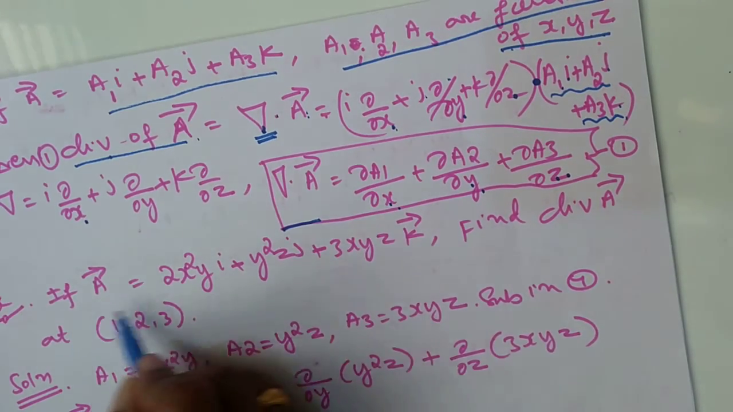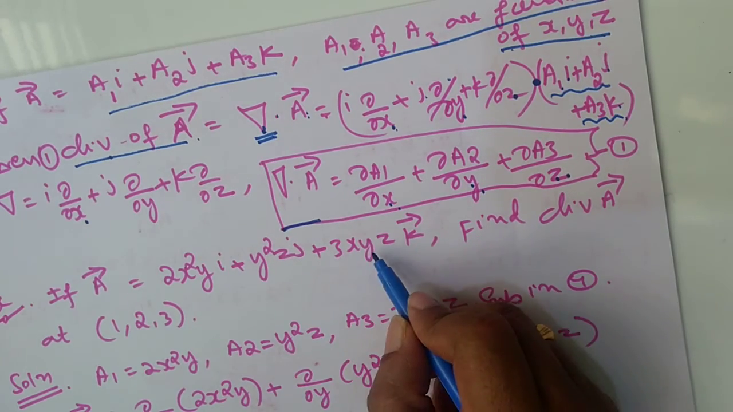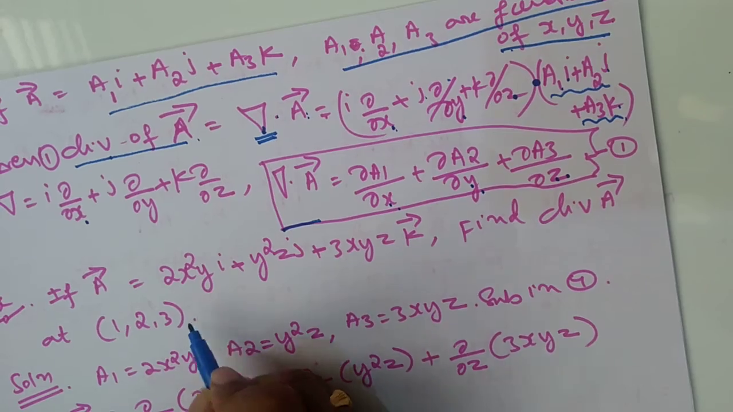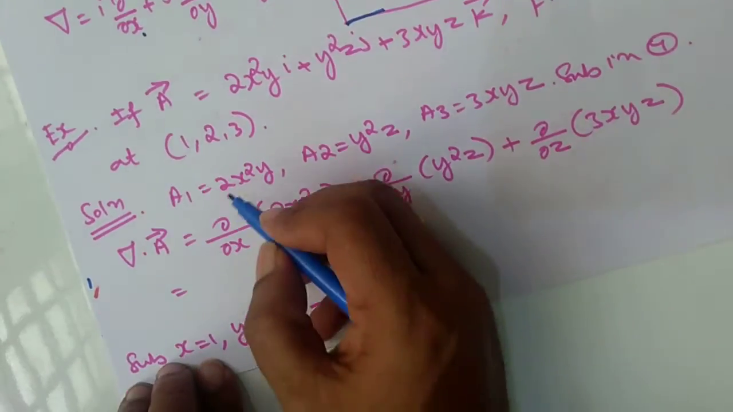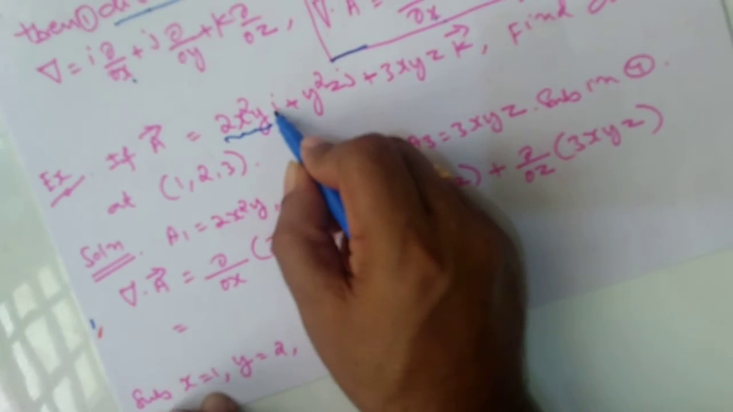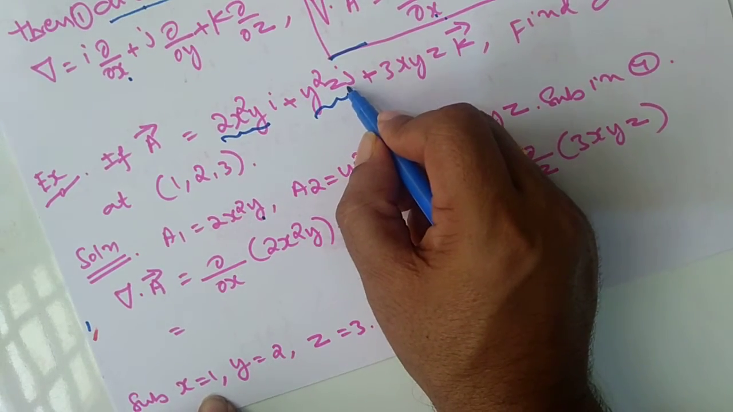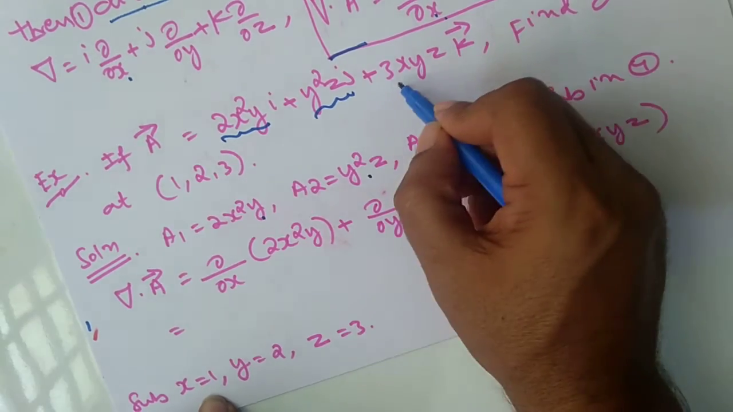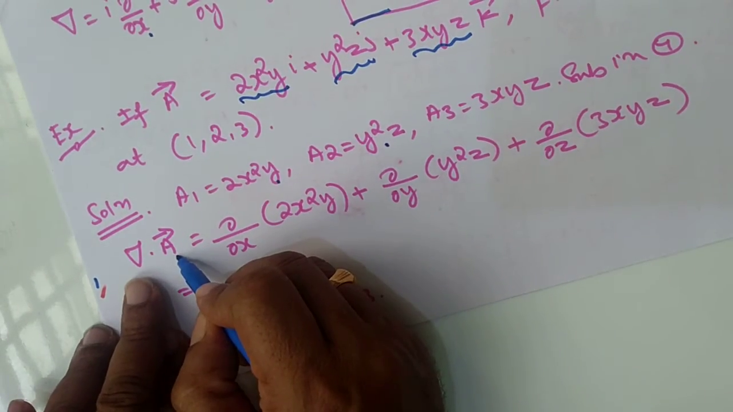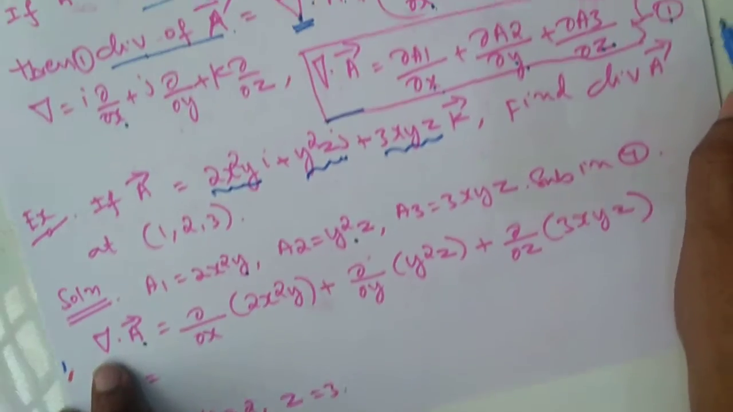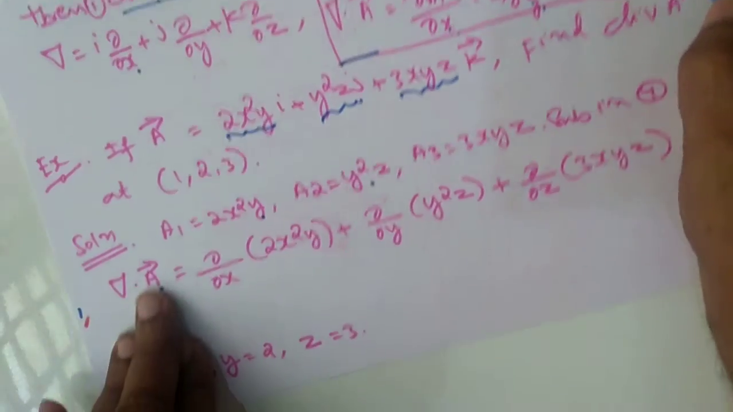Now let us take an example. If A is a vector valued function, 2x squared y i plus y squared z j plus 3xyz k, find divergence of A at the point (1, 2, 3). This is the problem given. Now observe. What is A1? A1 means expression behind i, 2x squared y. A2, what is A2? Expression behind j, y squared z. A3 means expression behind k, 3xyz. Now what is the formula for del dot A? This one, equation 1: dou A1 by dou x plus dou A2 by dou y plus dou A3 by dou z.